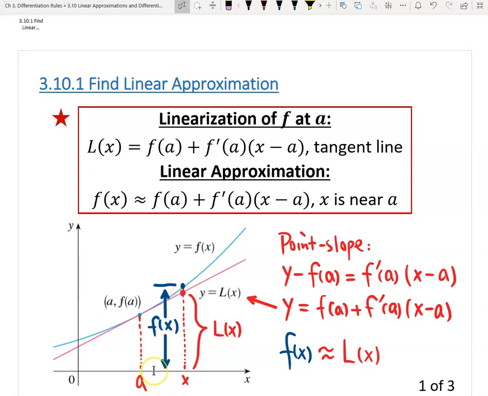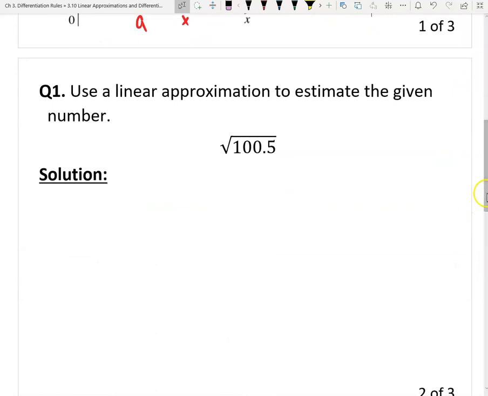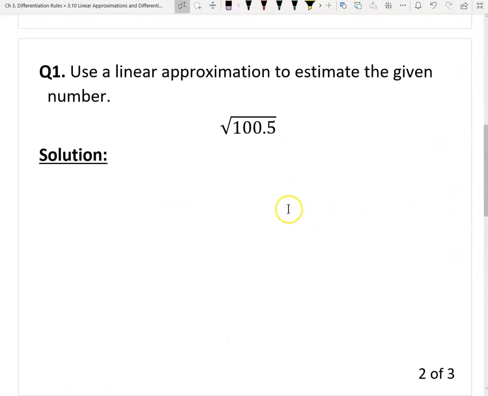Which means we can get new information just from the point a. Now let's work on one question, so you will find out how amazing it is. We can use this to do approximation.